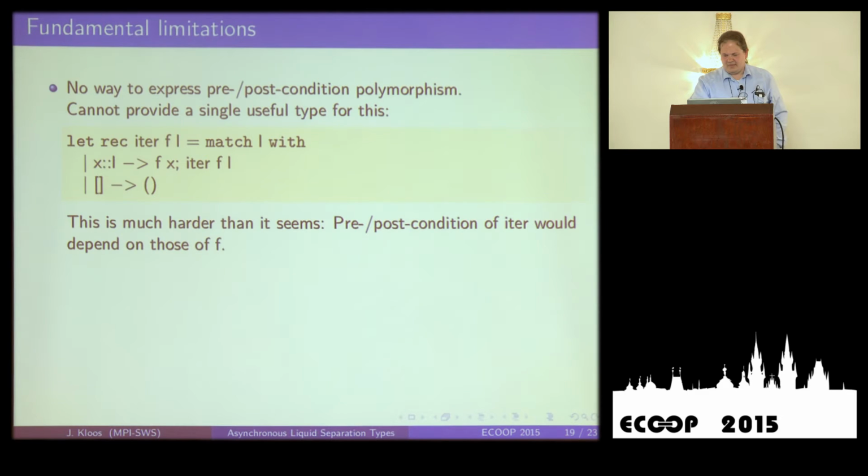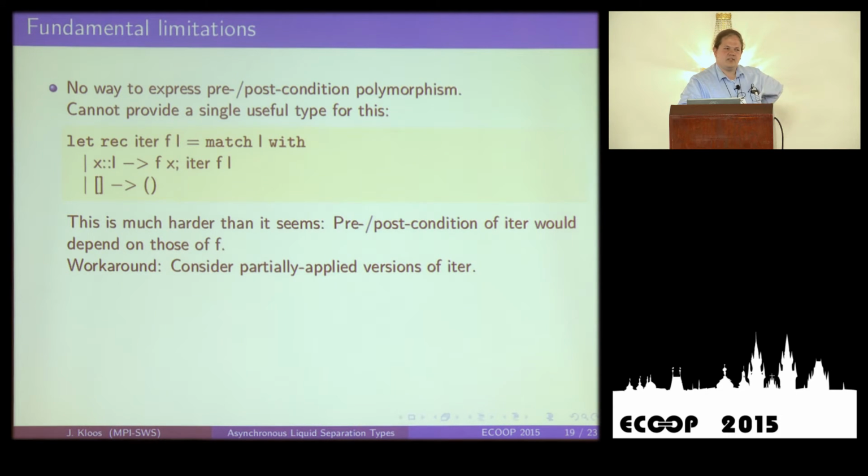The problem is that the pre or post condition of the iteration function would actually depend on the pre and post conditions of the function f that we give in. So this is a problem, we cannot usefully deal with higher order functions as of now. In the examples later on, we actually had a workaround. We always considered partially applied versions of things like iter and map, so we monomorphized them, and now could actually talk about the effects.